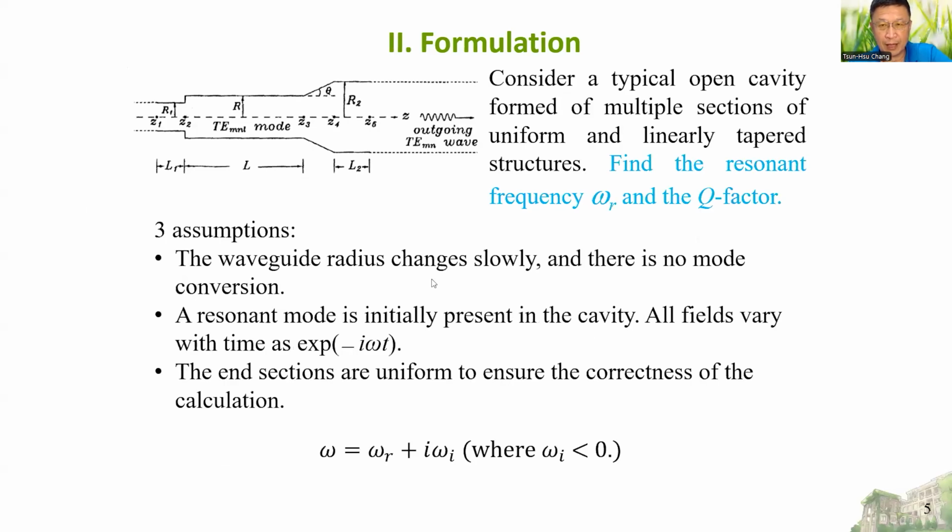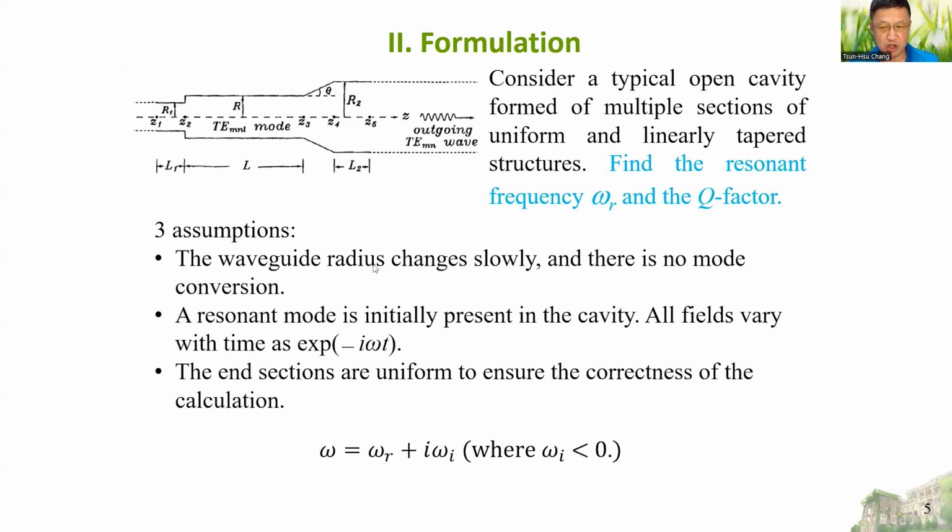Now let's consider the formulation. Consider a typical open cavity formed of multiple sections of uniform and linearly tapered structure. Find the resonance frequency omega_r and the quality factor, the Q factor. So for this system, the most important parameters are the resonance frequency and Q factor. And we are going to make three assumptions.